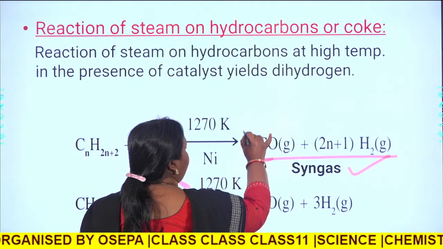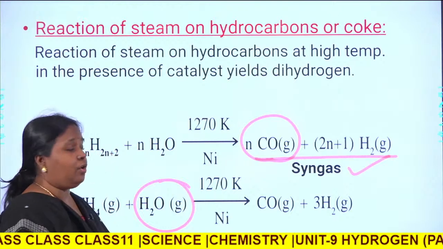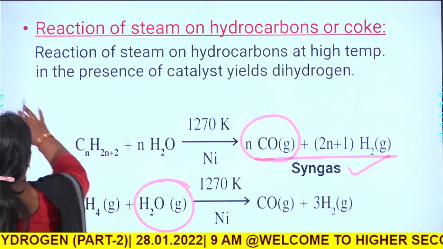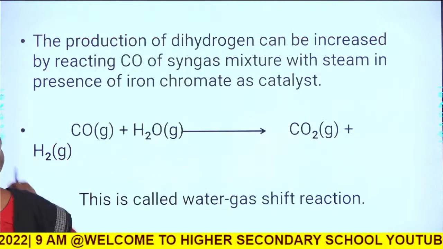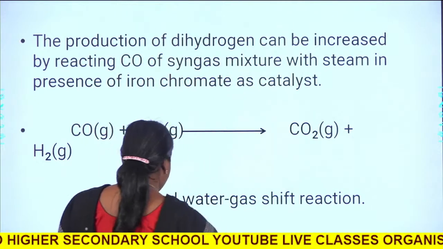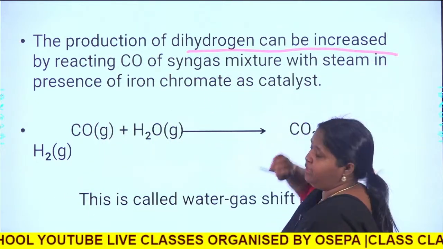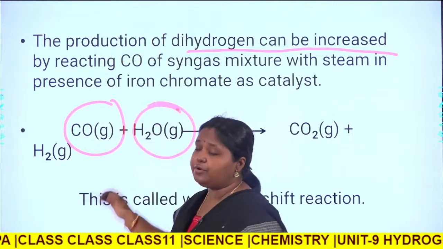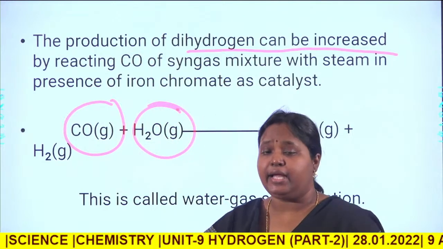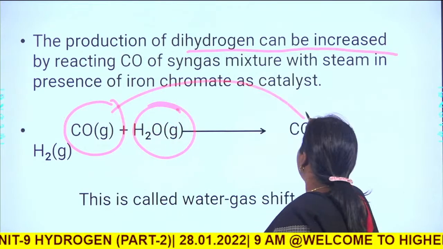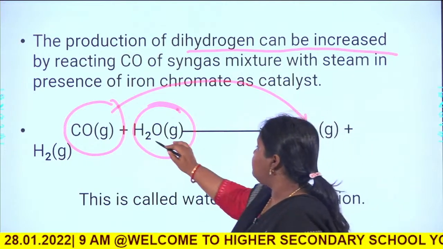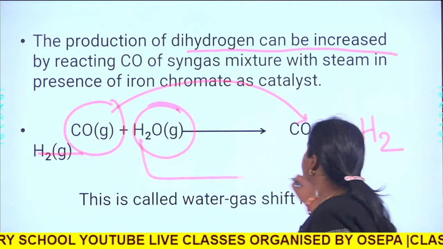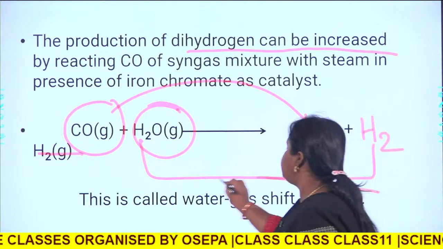Then, if we can oxidize this carbon monoxide further, we will get more hydrogen. Now the production of dihydrogen can be increased by reacting carbon monoxide with steam. As a result, the carbon monoxide gets converted to carbon dioxide. This is oxidation, and the water getting converted is reduction. This is called the water gas shift reaction.